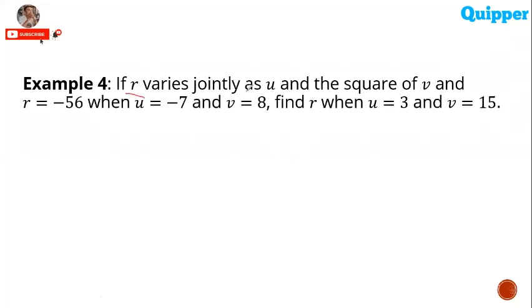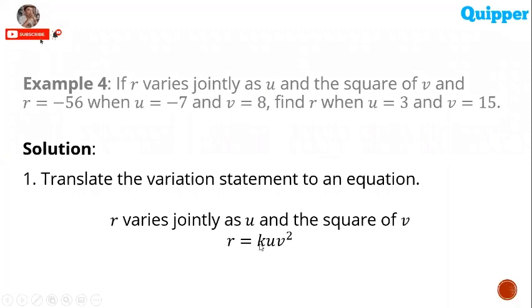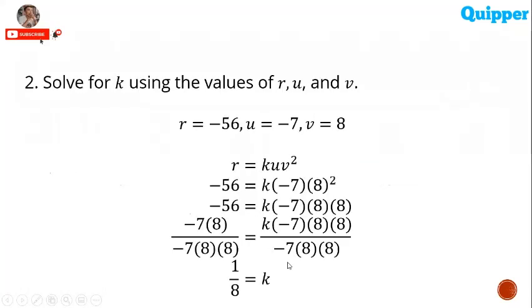R varies jointly as U and the square of V. Take note of the keyword, square of V. So when you translate that, R is equal to k U V squared, because that's the square of V. From there, substitute the values to find k. R is -56, U is -7, V is 8. -7 times 8 squared, that is 8 times 8.